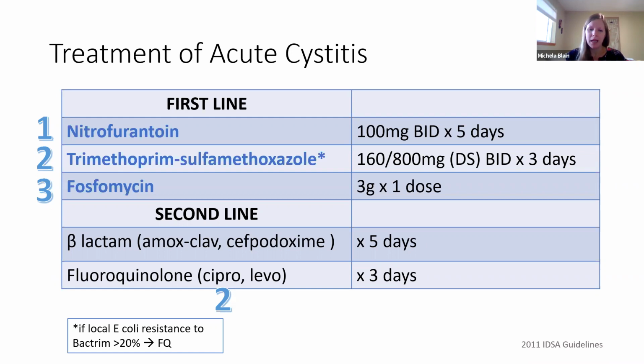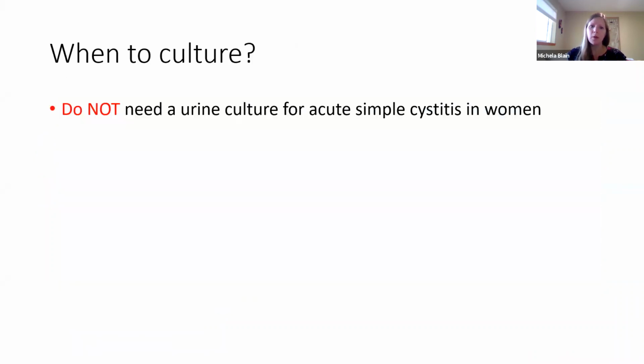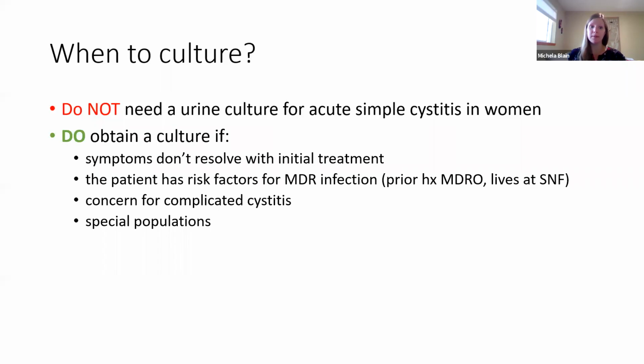And I just avoid beta-lactams; they're more than you need in terms of broad spectrum, and they don't do as well. And then, when to get a culture. For acute simple cystitis in women, you do not need to get a urine culture. You don't really need to do much of a lab workup. I would obtain a culture if you treat them initially and their symptoms don't resolve.